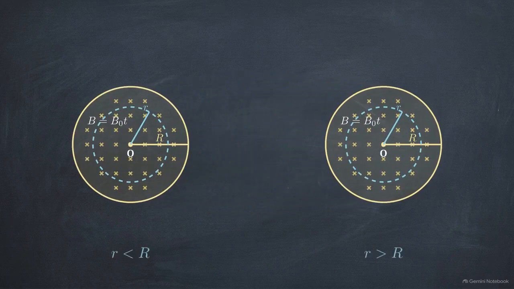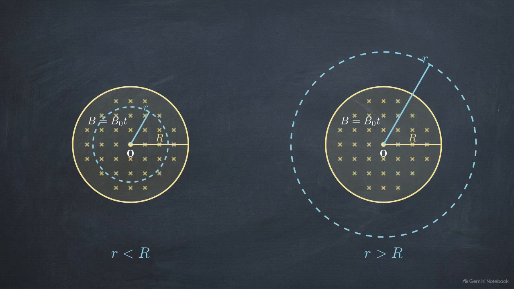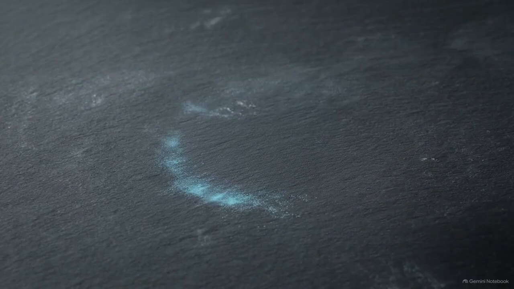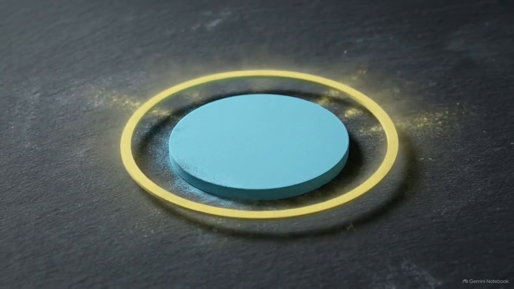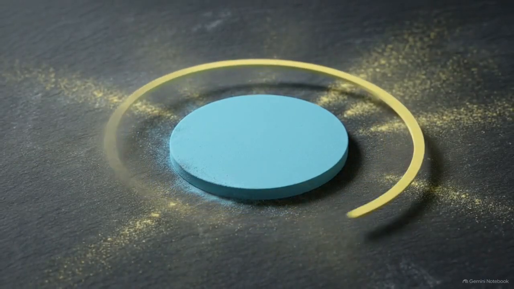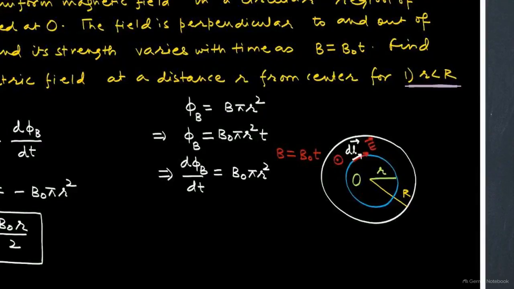Calculating the strength of this field requires analyzing two regions, the space within the magnetic boundary and the empty space beyond it. It is a geometric balancing act. We are tracking whether the area of the magnetic flux, or the perimeter of our observation loop, expands faster. This diagram shows our first scenario. Observation distance r is less than boundary R.